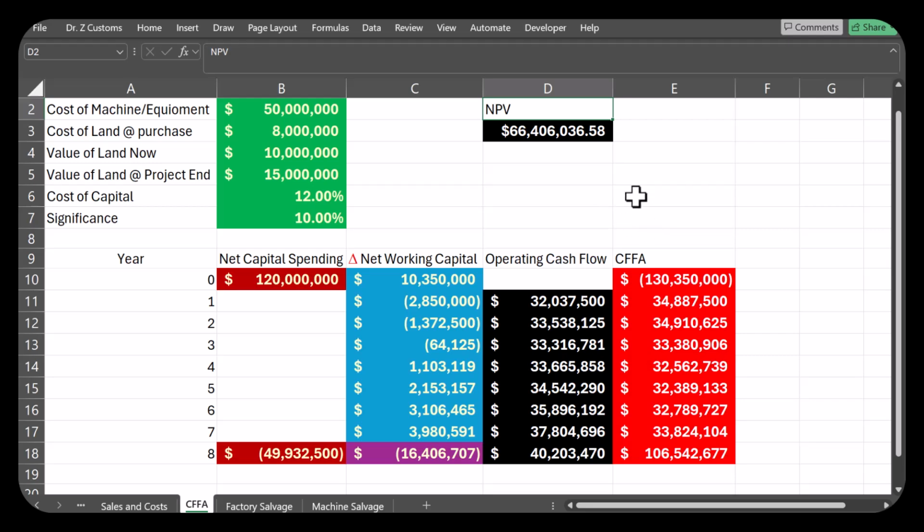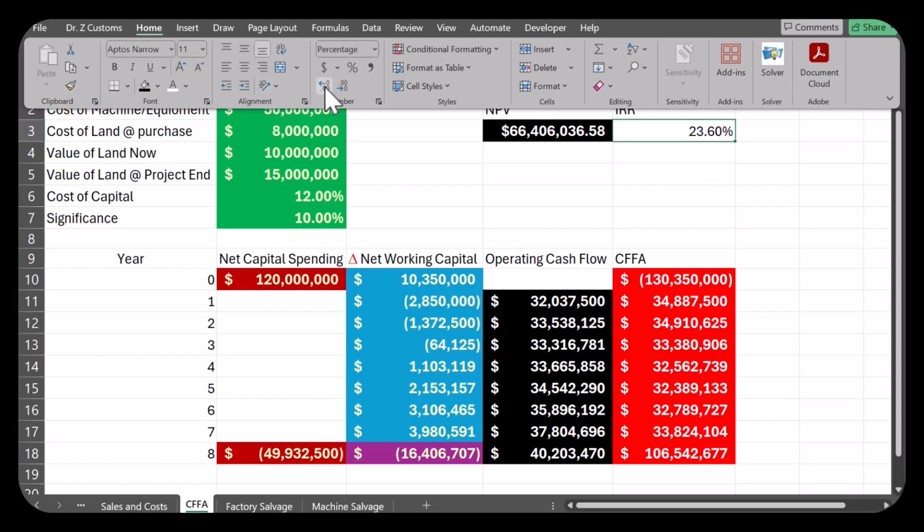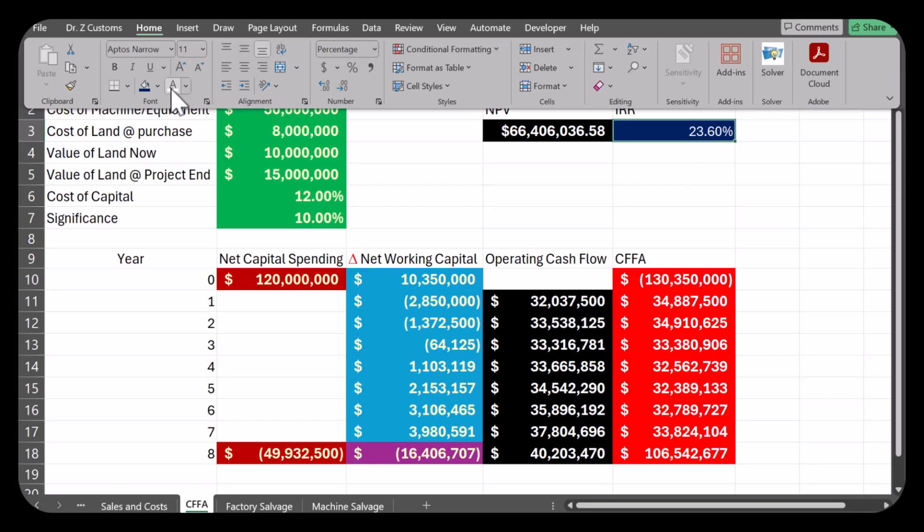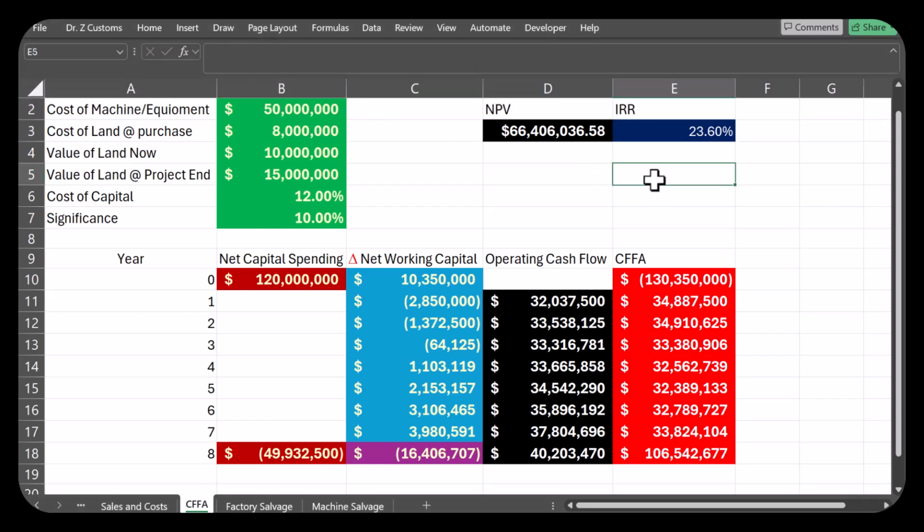IRR is easy to do. Project cash flows are conventional, so I don't have to worry about multiple solutions. Select all of them. Boom, boom. Obviously, on the face of it, we accept this project. NPV is positive. IRR is greater than cost of capital.